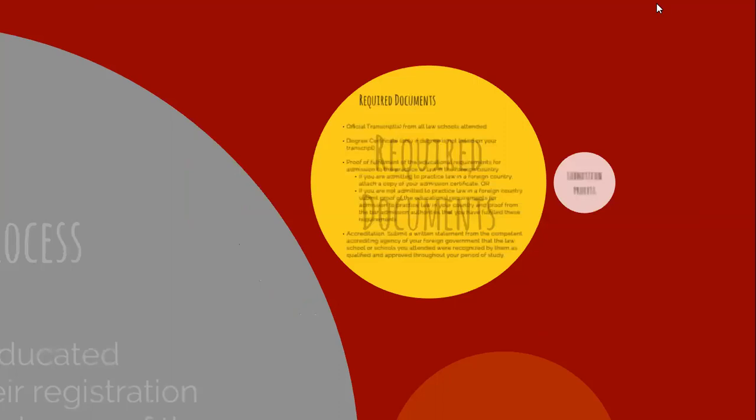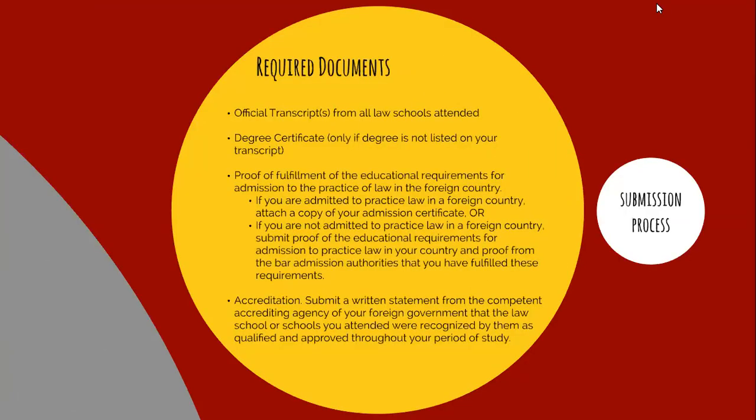And the things that you'll need to provide include an official transcript from all of the law schools you attended, your degree certificate. This is only required if your degree is not listed on your transcript. Proof of fulfillment of the educational requirements for admission to practice law in that country. So if you're already licensed, that's as simple as providing a copy of your admission certificate or certificate of good standing. And if you are not yet admitted, you'll have to provide some kind of proof that you meet all of the educational requirements to practice law or to sit for the exam.